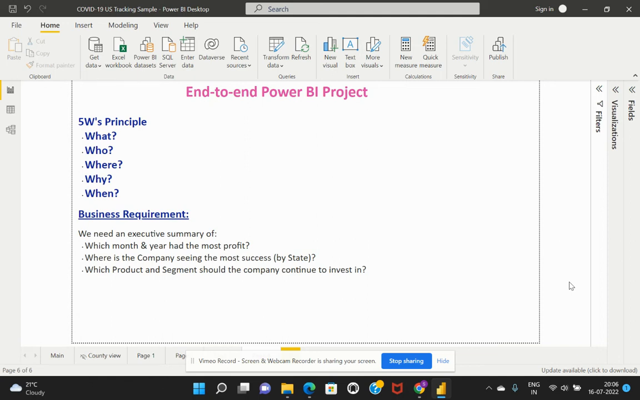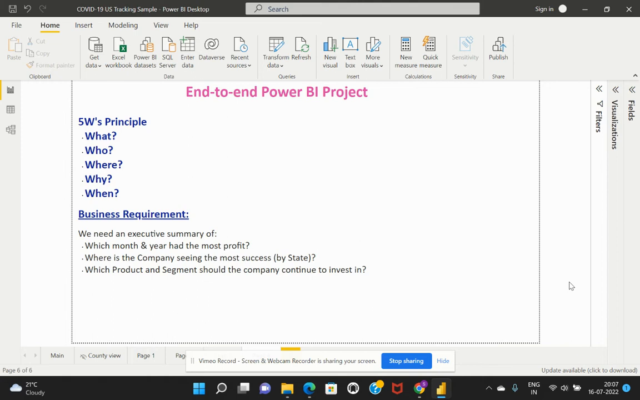Why is all about why there is a need for this particular requirement, so that we understand the pain point behind this project and what they really need in order to sort out that issue. Why did they choose Power BI and give this project to us? And then the last question would be around when. When do they expect this report to be delivered, so that we ensure what timeline is expected for the project delivery.